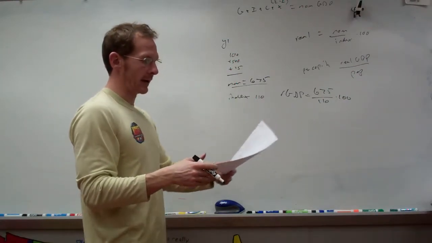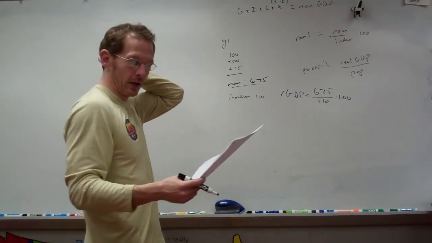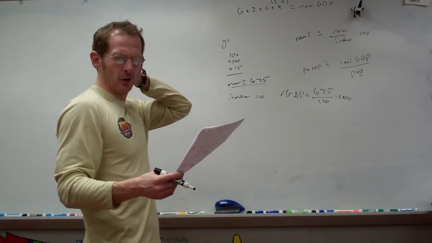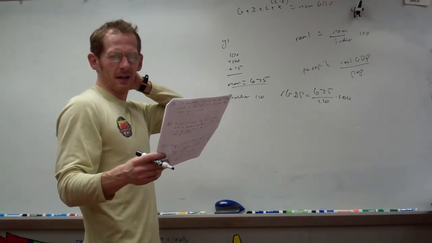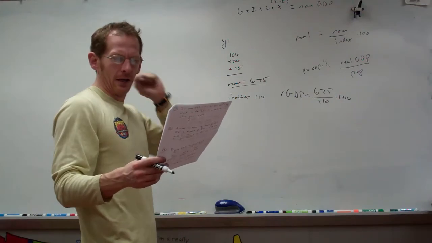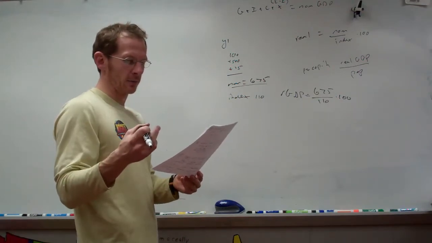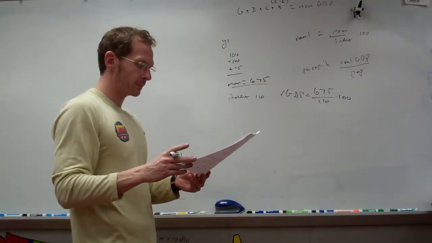You can do that for number one and number two. If you did it correctly, then you're good. I know in year two the nominal is a lot higher, and the population is higher, so probably the per capita is smaller.